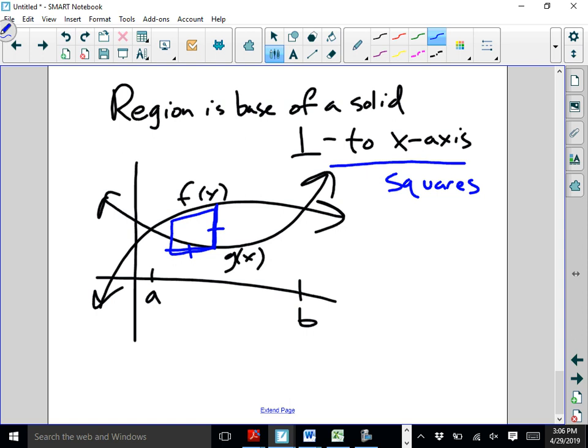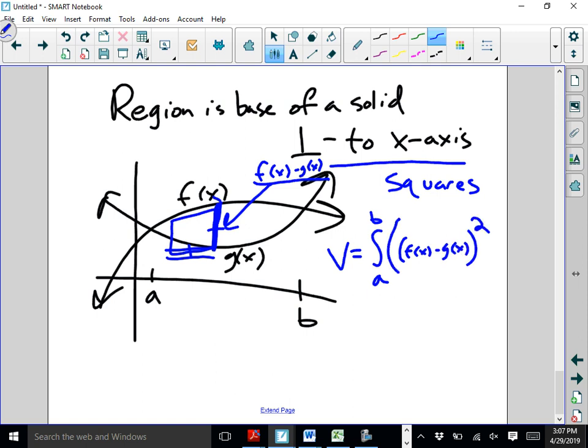The question is, how do I find this length? Well, the length of that line is always top minus bottom. Okay. So the area of this shape will be f of x minus g of x times f of x minus g of x. Or another simpler way to write it is f of x minus g of x quantity squared. So my volume here would be integral left to right of f of x minus g of x squared dx.